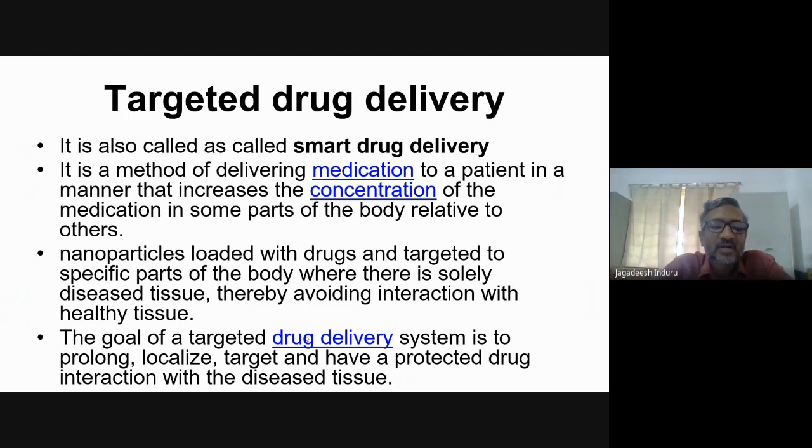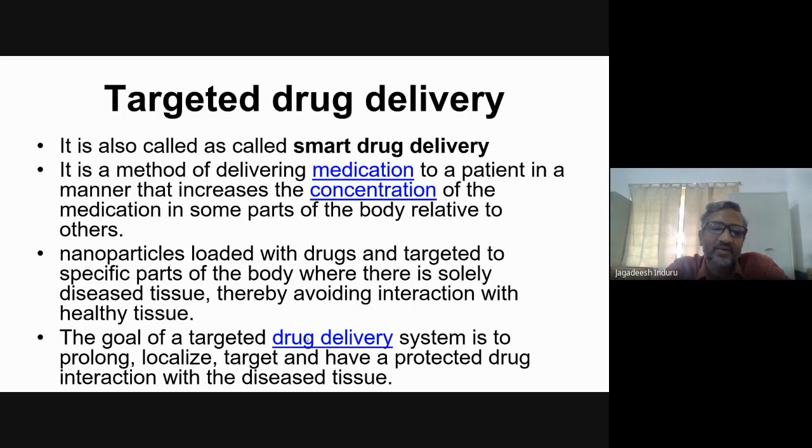So what is the main goal of this targeted delivery? It is to prolong, localize, and target, and have a protected drug interaction with the diseased tissue, not with the normal tissue. Most of the times, the diseased portion may be either a carcinogen, a cancer cell, or a tumor.